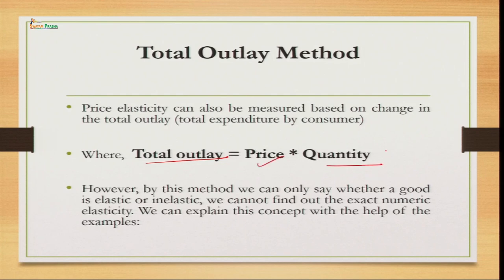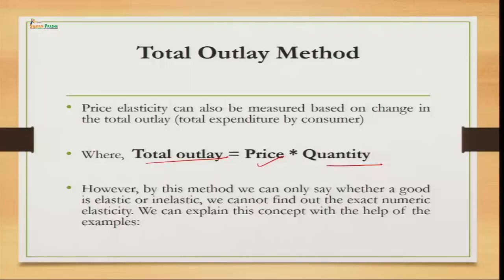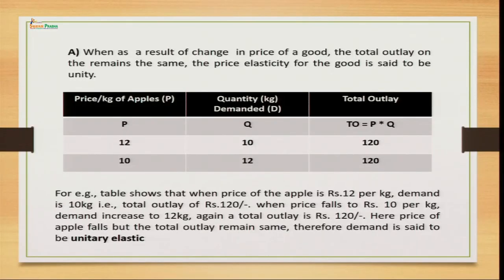When we multiply the price with the quantity, we get the total outlay, and looking at the figures of total outlay, we can simply say whether the product is of elastic nature, inelastic nature, or unitary elastic, right. So, it will only help you to know the nature of that commodity, but this method will not give you the elasticity in exact numbers like we were getting in our previous two methods, right. So, let us look at how we calculate the price elasticity with this total outlay method.